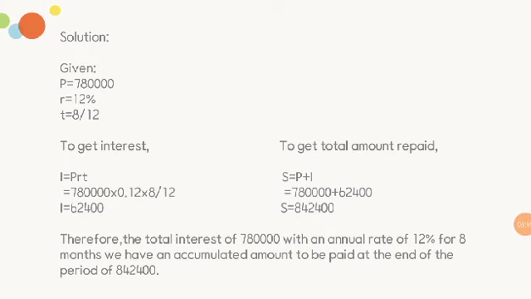842,400. Therefore, for the loan of 780,000 with an annual rate of 12% for 8 months, we have an accumulated amount to be paid at the end of the period of 842,400.